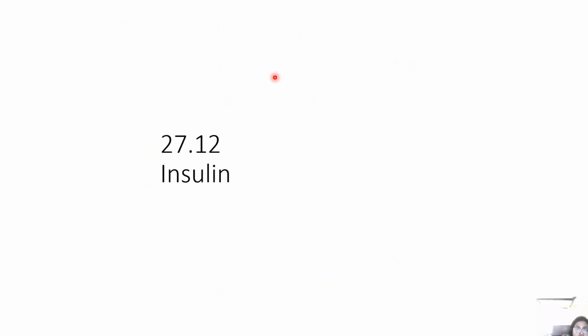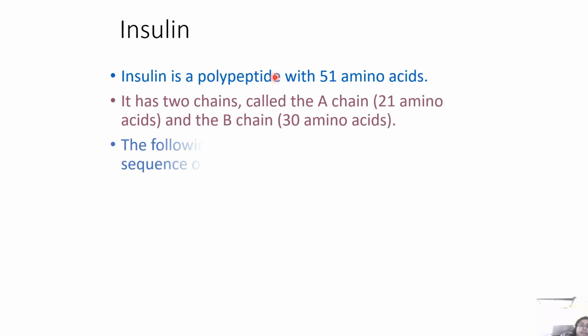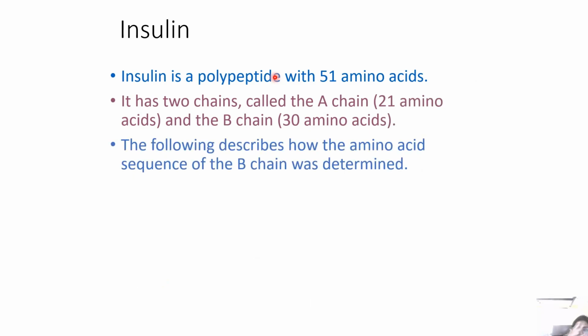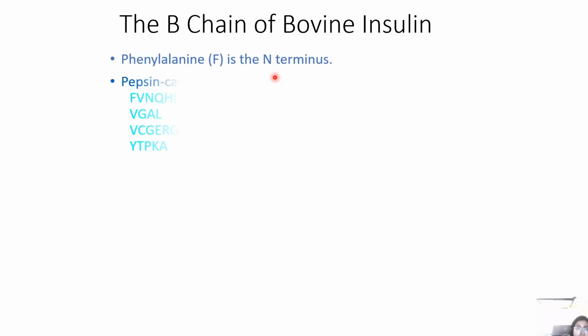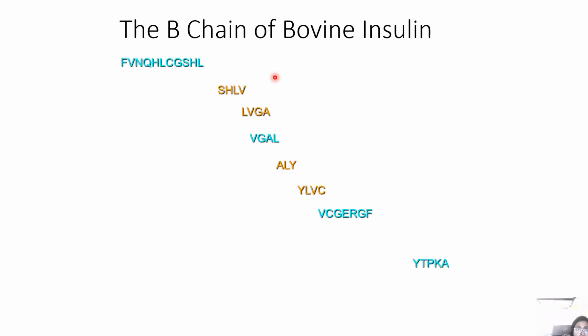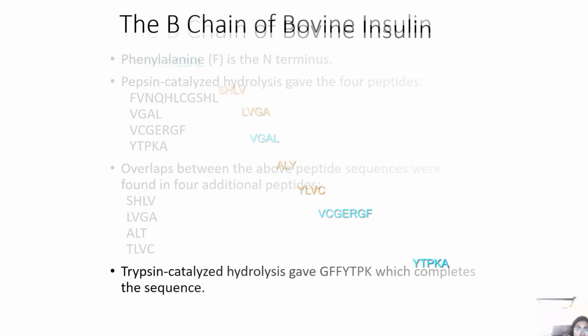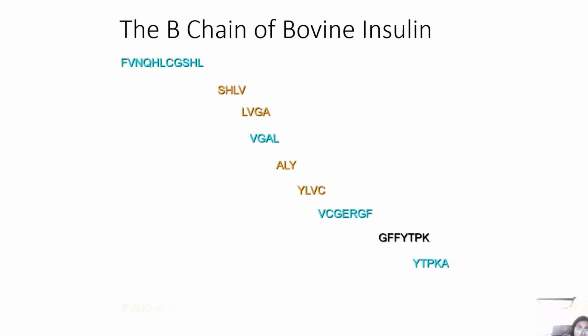Okay. So insulin, for example, is a polypeptide with 51 amino acids. It has two chains called the A chain and the B chain. Now, how was the B chain of bovine insulin determined? Phenylalanine is the N terminus. Pepsin catalyzed hydrolysis gave four peptides. Overlaps between the above peptide sequences are found in four additional peptides. Trypsin catalyzed hydrolysis gave this, which completes the sequence. This is how the sequence was determined.